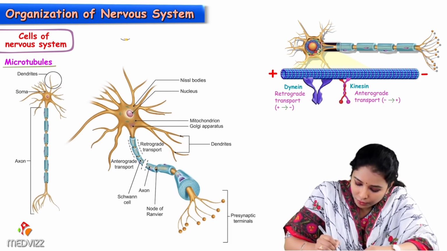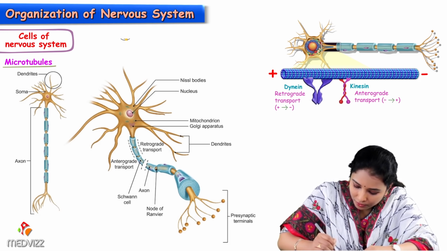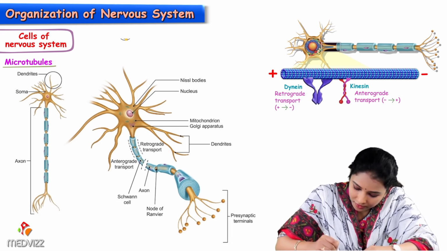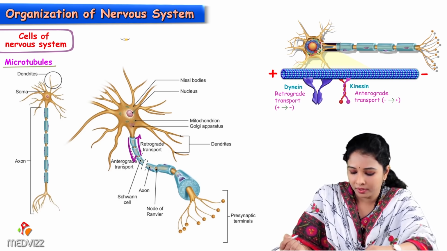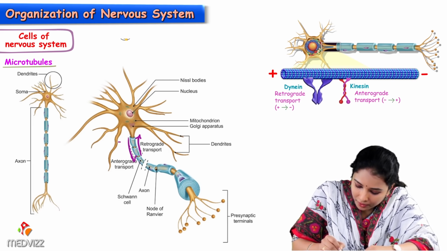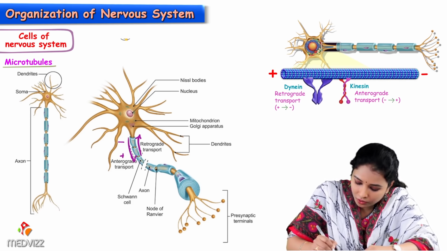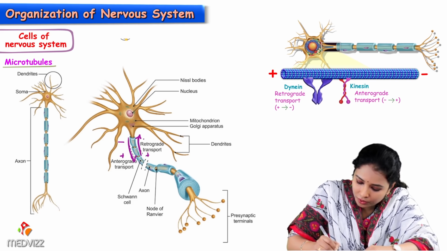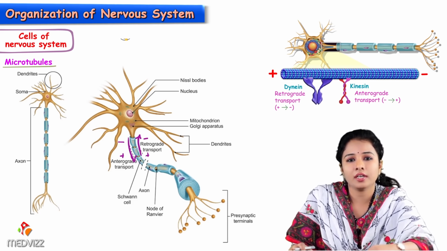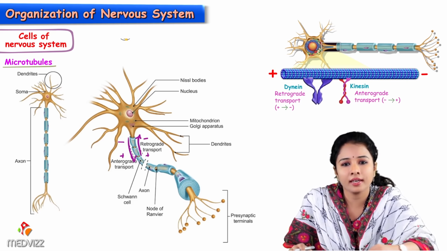This is the structure of the neuron, where we can see the retrograde and antegrade transport in the axon. Antegrade is away from the cell, retrograde is towards the cell body. So antegrade is from negative to positive, retrograde is from positive to negative. So that is about kinesin and dynein.